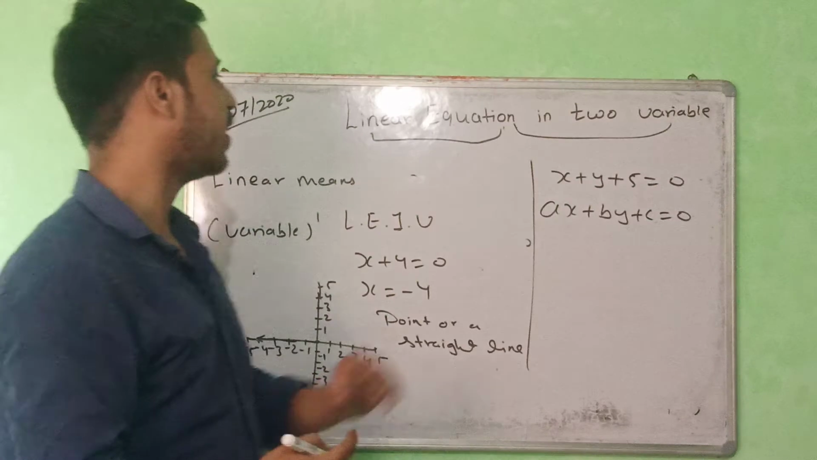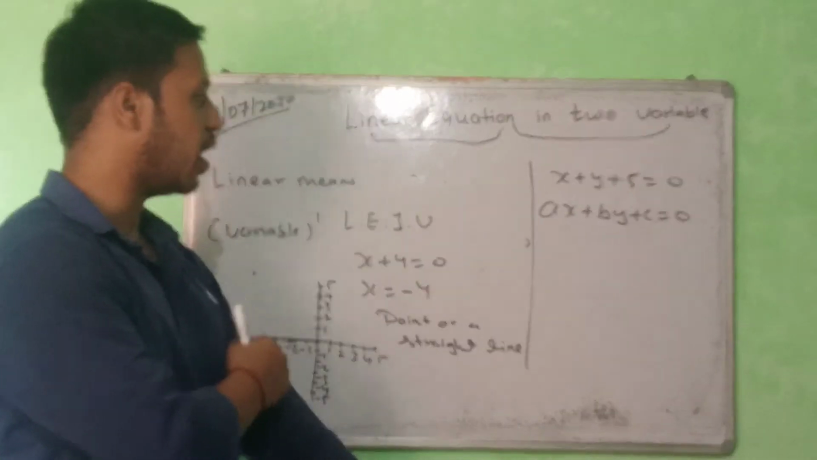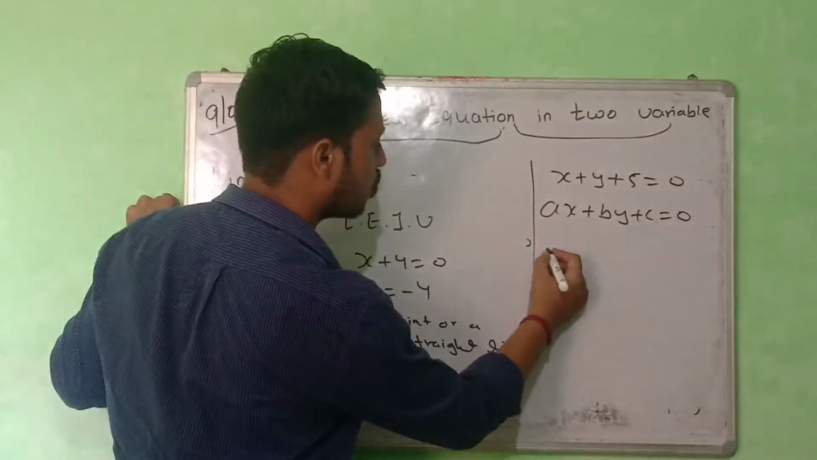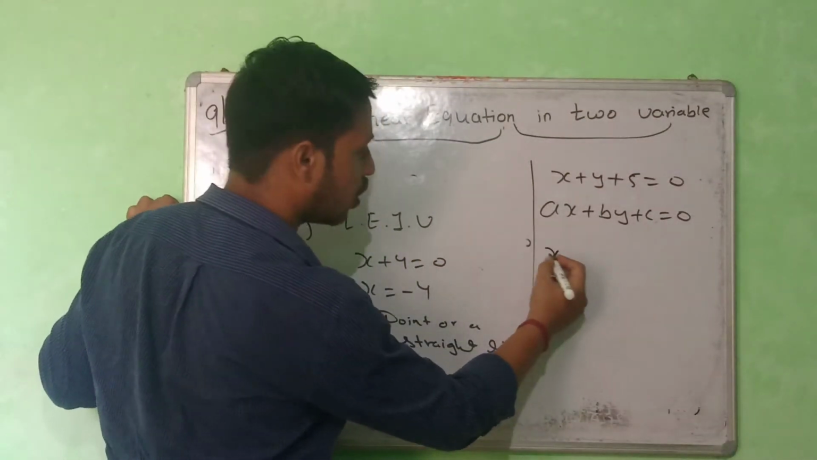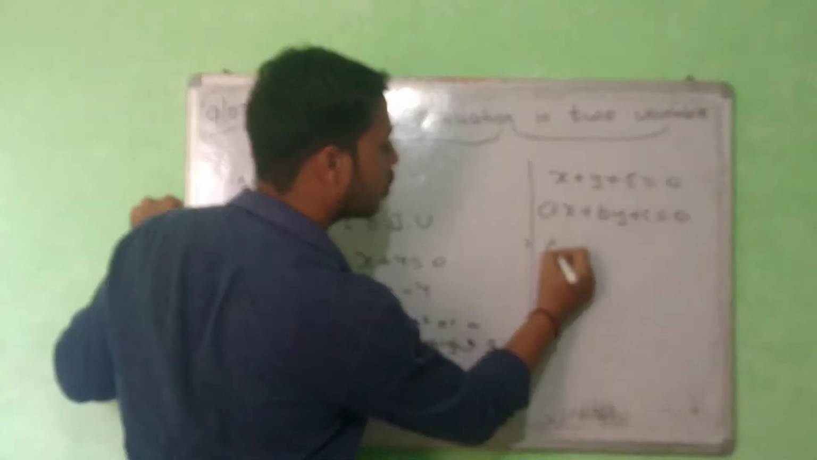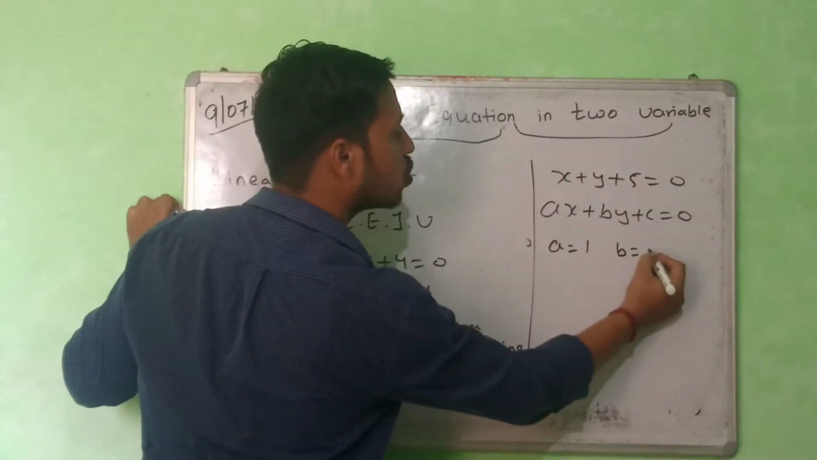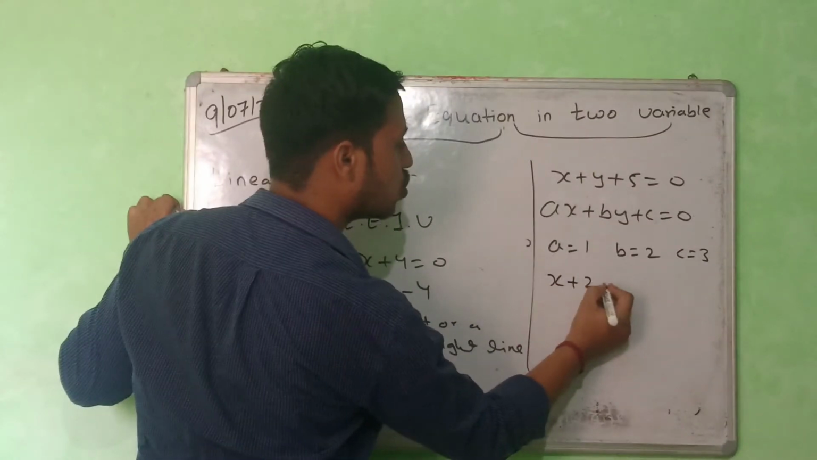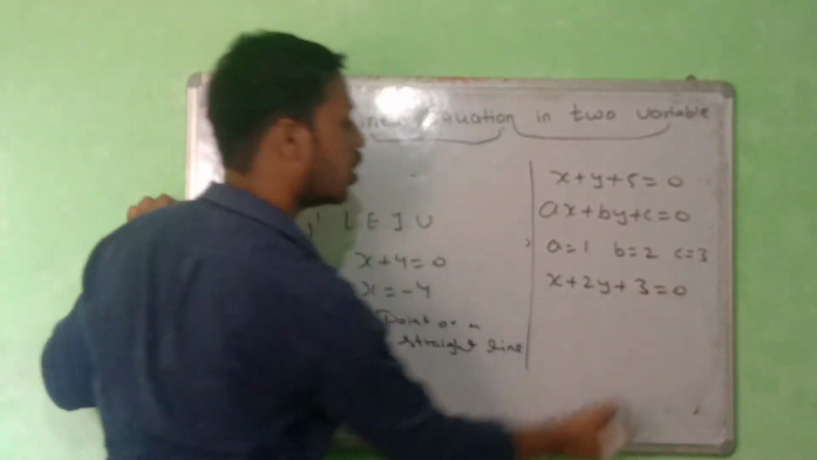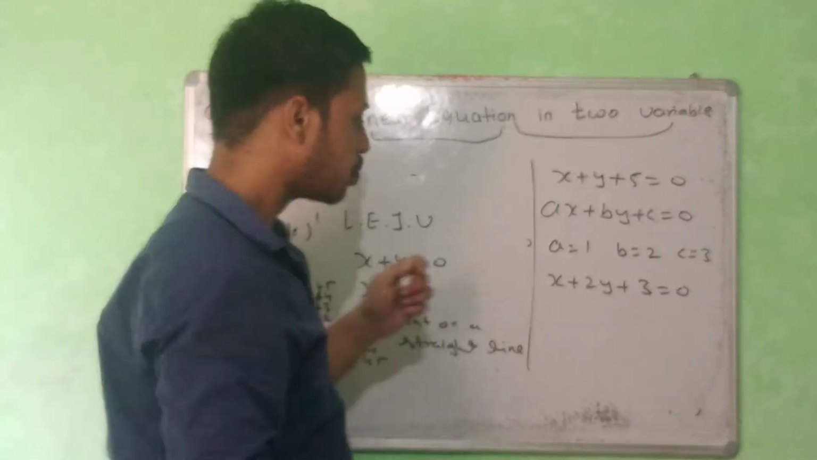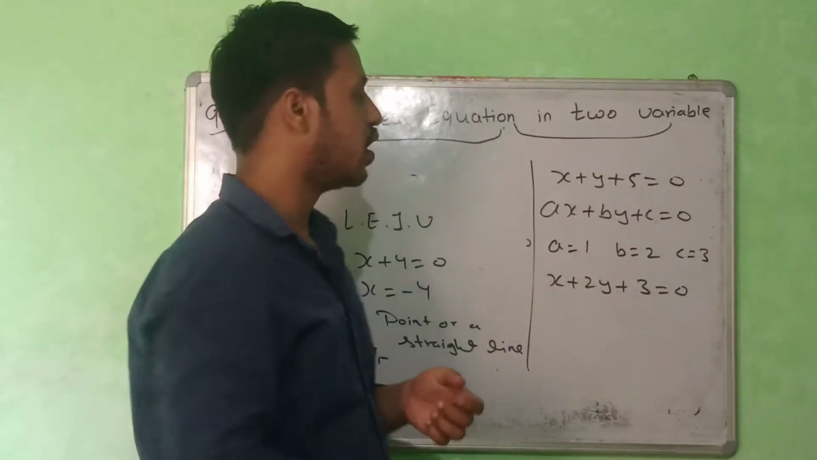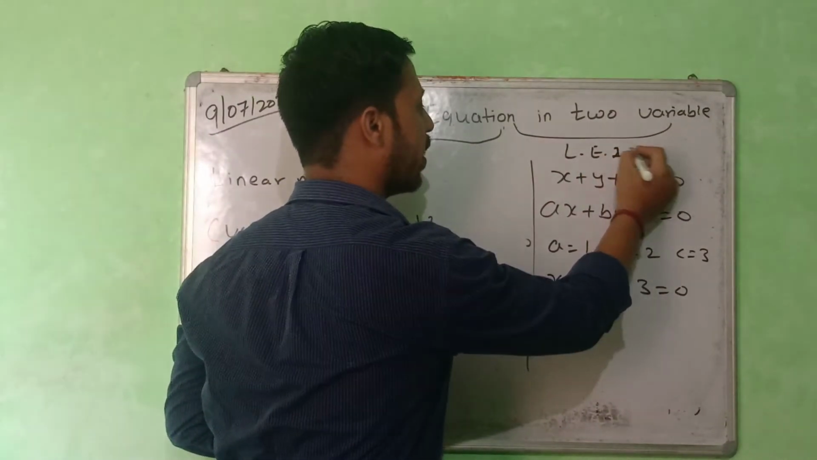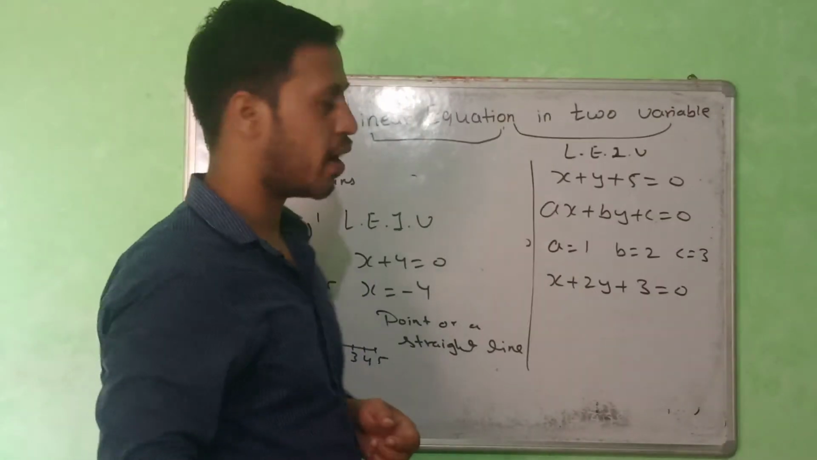Now, but we have to study linear equation in two variables. Look here. First we will put the value of a equals 1, b equals 2 and c equals 3. So you will get x plus 2y plus 3 equals 0. Now, this is a linear equation in two variables.